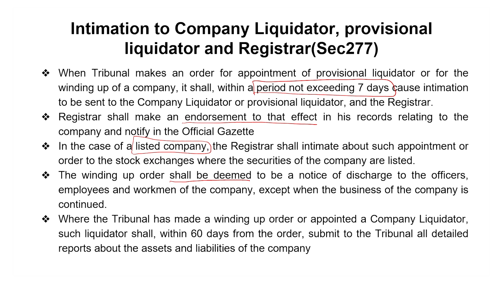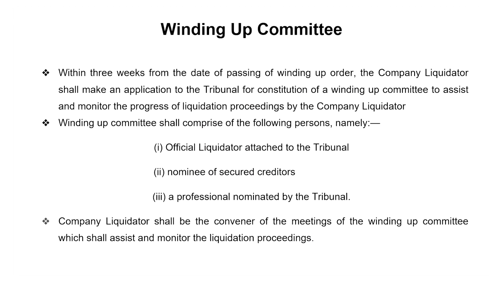Where the tribunal has made a winding up order or appointed a company liquidator, such liquidator shall, within 60 days from the order of winding up, submit to the tribunal detailed reports about the assets and liabilities of the company. The purpose here is that this time frame is given to the liquidator: within 60 days you prepare your proposal, how you will act for the benefit of the company, and you submit this entire detail before the tribunal or the court within 60 days.